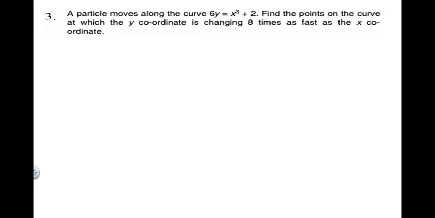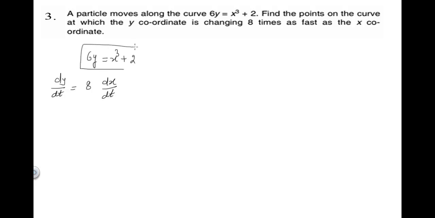In question number 3, we have been given a curve. The curve is 6y equals x cube plus 2. It is said in the question, a particle moves along this curve. We have to find the points on the curve at which the y coordinate is changing 8 times as fast as the x coordinate. That means dy by dt, the rate of change of the y coordinate, is 8 times as fast as the x coordinate change. That means dy by dt is equal to 8 times dx by dt.